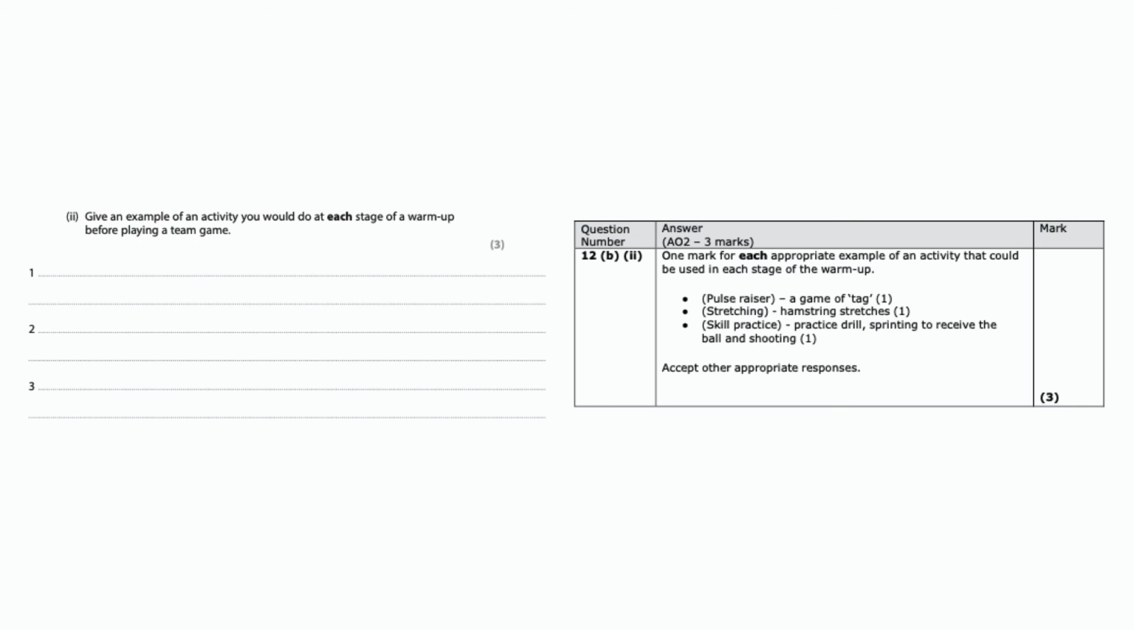The final question is, give an example of an activity you would do at each stage of a warm-up before playing a team game. So cardiovascular is the first stage. An example of that could just be a jog around a pitch or a court in order to get your pulse raised a little bit. The second part of a warm-up is stretching. So you could give any example of stretches, such as a dynamic stretch, such as high knees, or a static hamstring stretch could be an example. So any example of stretching is fine.